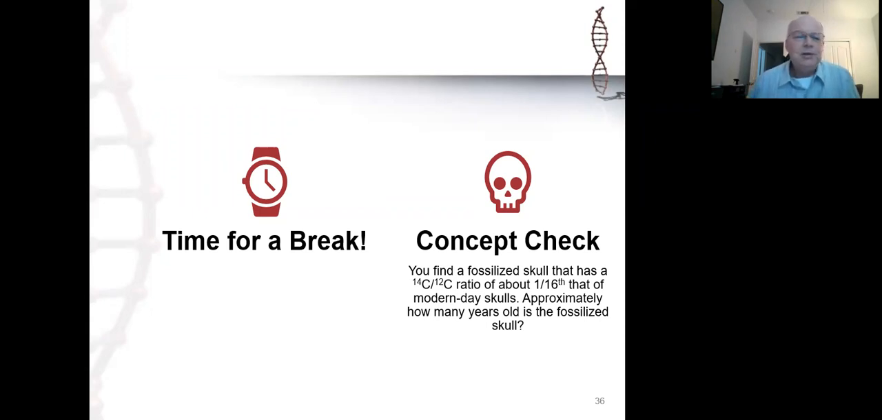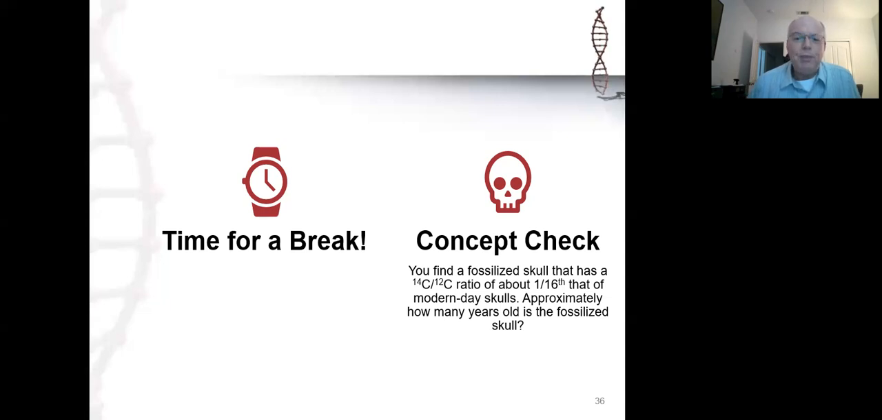you to use. So when we finished off at the end of the last section, I presented this concept check question. So let's take a quick look at it again. You find a fossilized skull that has a C14 to C12 ratio of 1/16 that of modern day skulls. Approximately how many years old is the fossilized skull? Well, of course, the first thing we need to figure out is how many half-lives have passed on the basis of 1/16 of the C14 remaining.